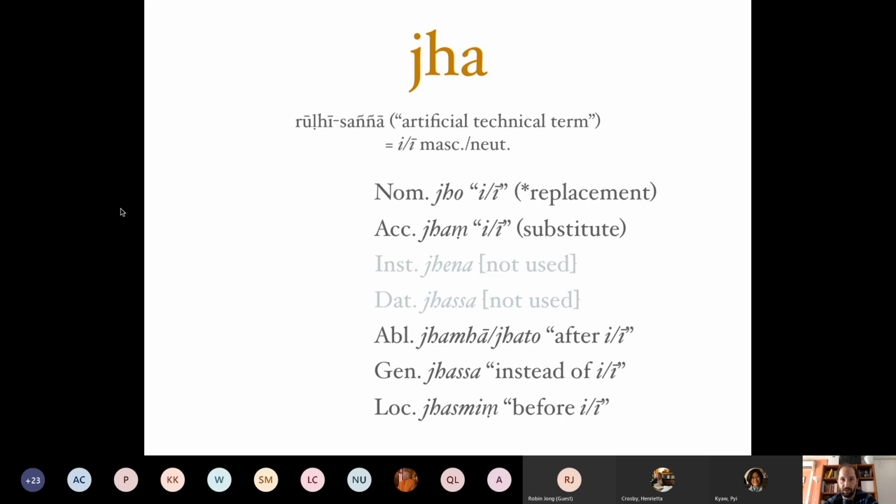Sorry, there is a mistake here, I think. In the case of accusative, in that case it's 100%, it will be the replacement. In the case of nominative, there are other possibilities, but that's beside the point here. What is important is that you will see it declined in some ways. The word ja will be used as any other word. You can also find it in ablative, for instance, jamha or jato, which would mean after ee, or you can find jassa, which would mean instead of ee, or you can find it in the locative, jasmim, which would mean something like before ee in the grammar.